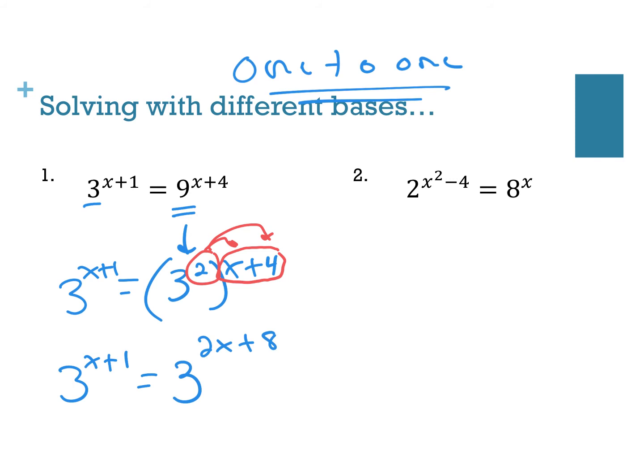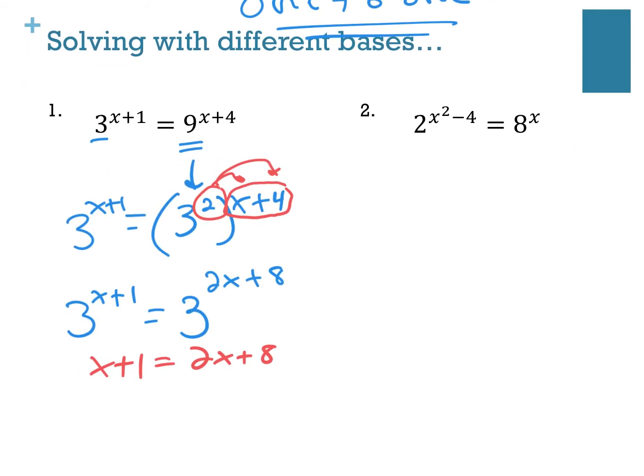Now that they're the same base, I'm safe to set the exponents equal to each other and solve for x. Here it looks like if I subtract x over and subtract the 8 to the other side, my final answer would be x equals -7.